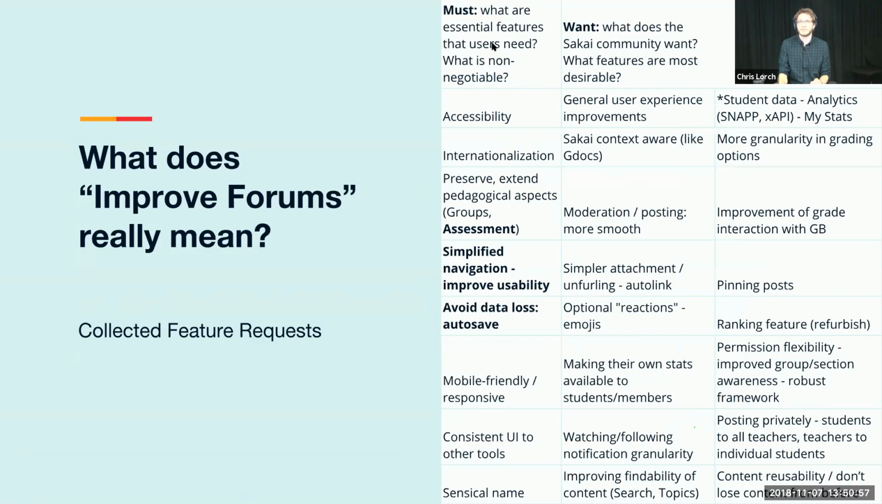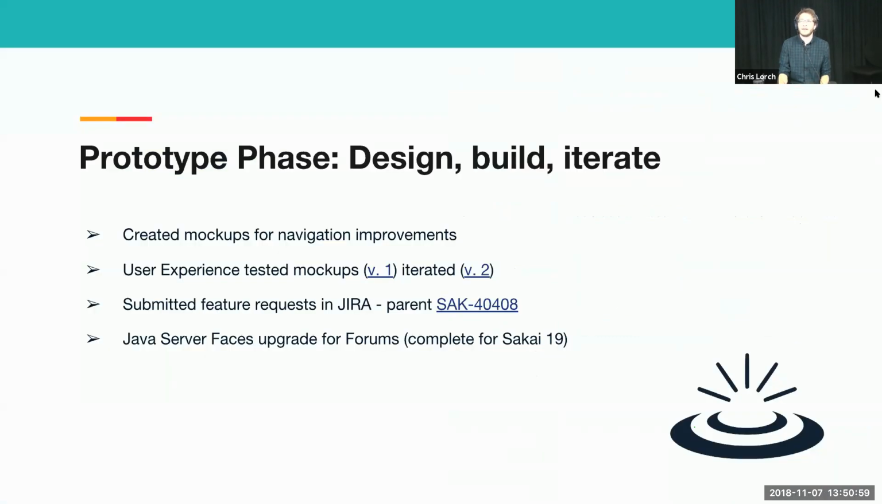Okay. Last phase: prototyping, design, building, iterate. This is really where we're at right now for the first group of milestones. We created some mock-ups for navigation improvements, being the first and foremost vote getter. We did some user experience testing, iterated on that, and submitted some of the feature requests in JIRA. The parent JIRA is Sakai 40408. You can look into that and get a sense of the progress. We'd really like you to comment. I'll get to that in a second.